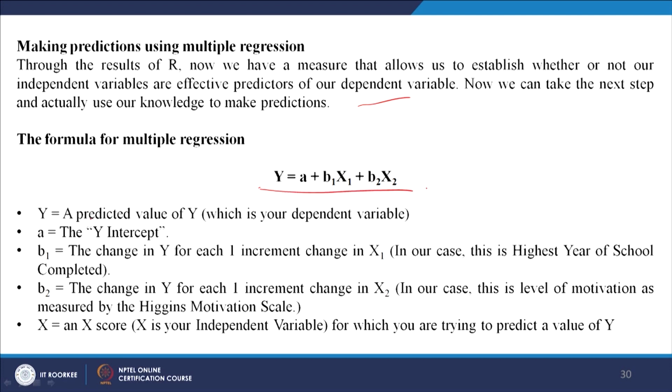So, prediction: y is the predicted value of y, a is the intercept, b1 is the change in y for each one increment change in x1. In our case this is the highest year of school, school was the x1. B2 is the change in y, this is very important, you need to reread it and understand, this is very simple but very important. The change in y for each one increment change in x2, that means here in this case the x1 was kept constant. In the other case, x2 is constant, okay, this is the meaning. X is equal to an x score for which you are trying to predict a value of y, okay.